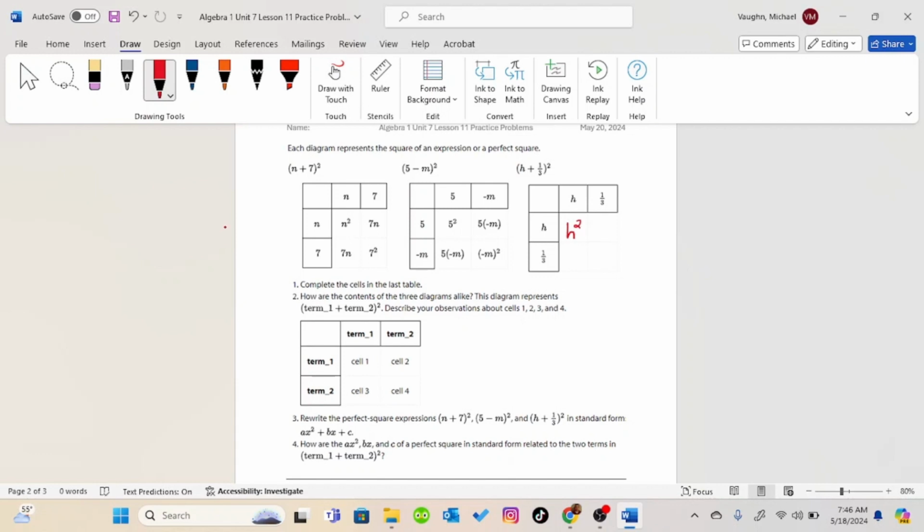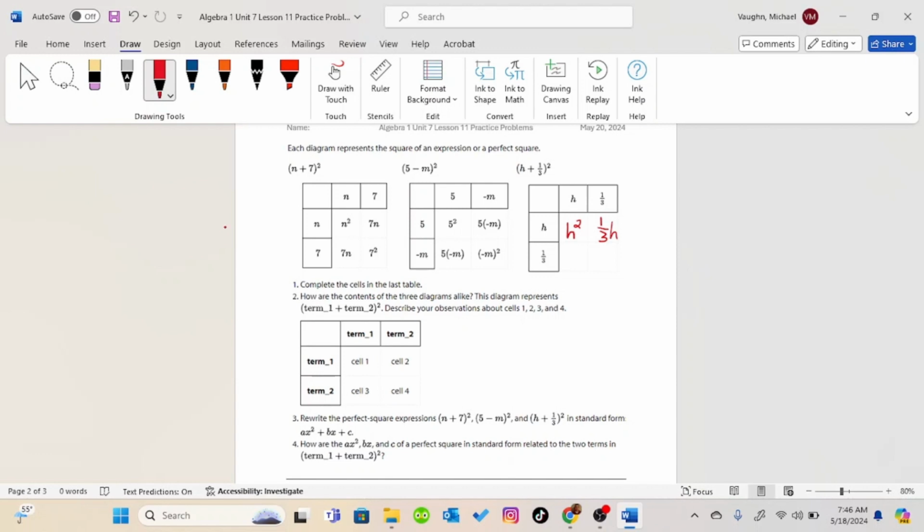In the first table, we had 7 times n was 7n. We had negative m times 5 was 5 times negative m. So in the third table, when we have h times 1/3, we're going to have 1/3 h.